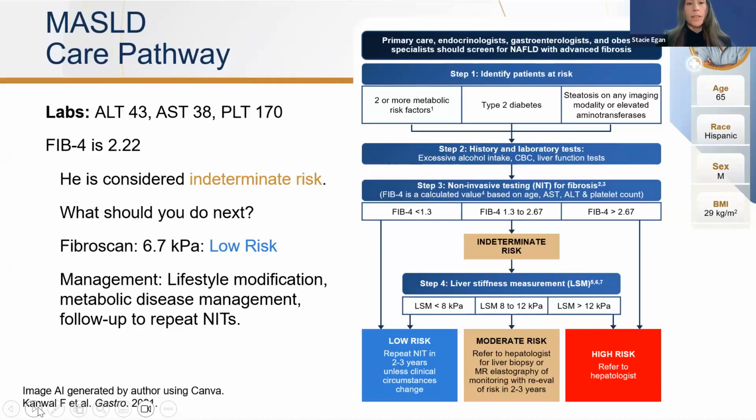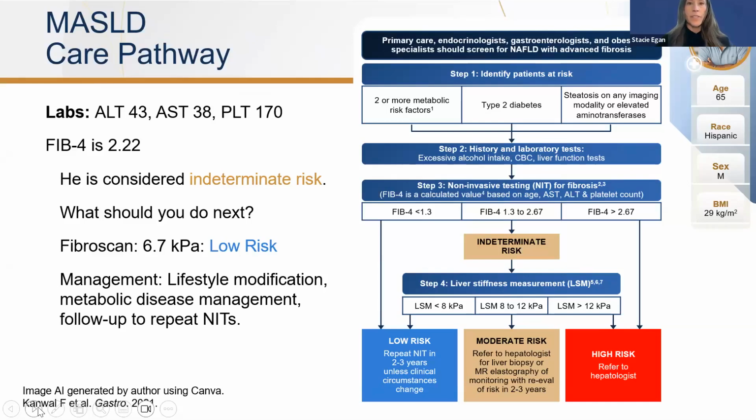We ended up getting a FibroScan, and Albert's fibrosis score was 6.7, which is low risk, F0, F1 fibrosis. So we're going to manage him with lifestyle modifications. We're going to work on his A1C. We're going to work on his obesity. We're going to put him on a Mediterranean diet. We're going to start him on an exercise program with some weight-bearing exercise. I would get him to a dietitian.